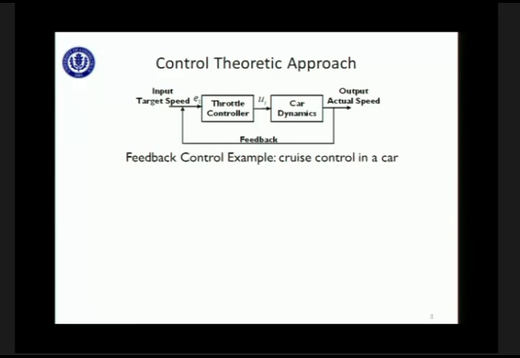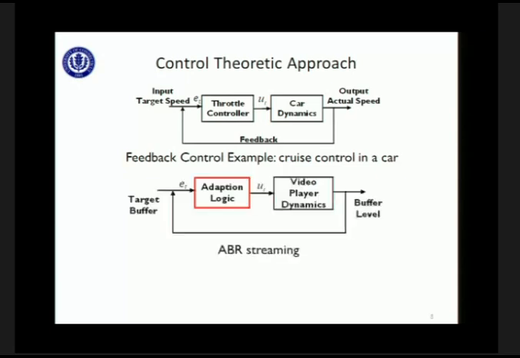So this is a regular feedback control loop. You have a car's dynamics with actual speed and the target speed that you set in your cruise control. And then the throttle controller takes the error between the actual speed and the target speed, and that error goes through a throttle controller to give you the control signal. The same thing happens in ABR. Here we have a buffer level, typically in terms of the number of seconds of video that you're going to have in the buffer. And there's a video player dynamics. It's essentially very simple first order dynamics for this.